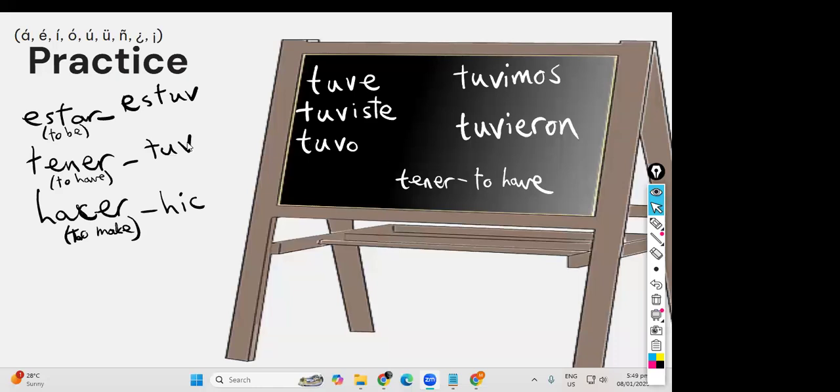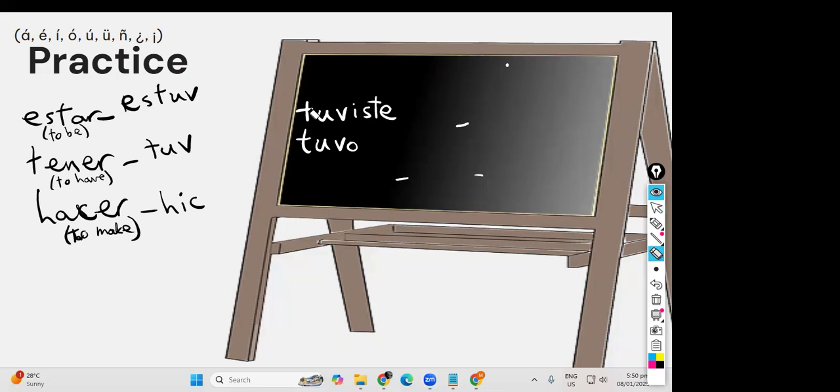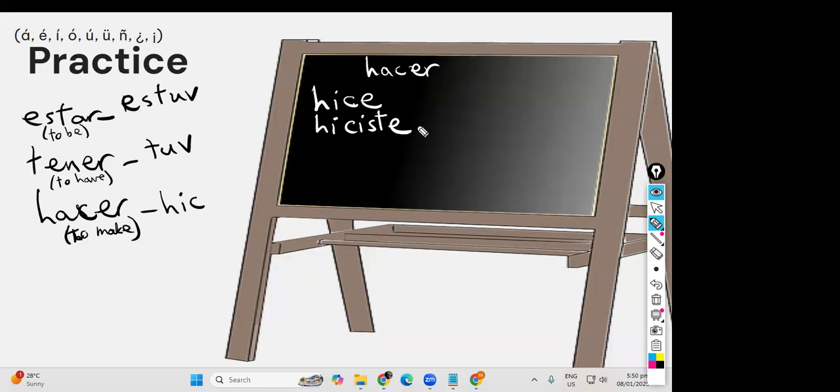Right, can we get to hacer? Everybody is done with tener? Great. Let's do that. All right, so hacer, to make, to do. All right, so again, the stem is going to change, like with the others. Hice, I did. Hiciste, you made, you did.